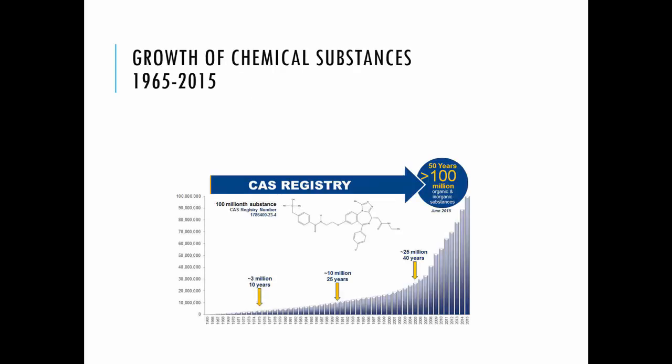You can see on this chart here how over the years the number of chemical substances has grown exponentially from 1965 to the present, over 50 years. Many chemical substances are just reported in the literature once, and they're maybe only of interest to the person who first synthesizes them.